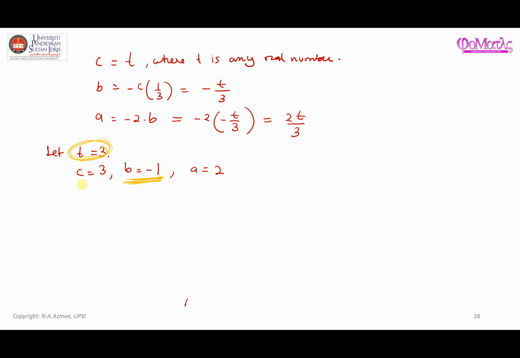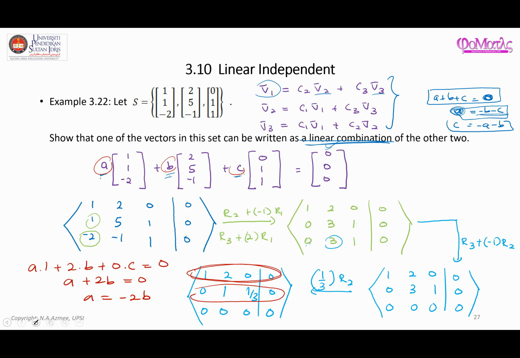Okay, sorry, why is it negative 1? Because remember what I told you about this part here. We would like to be able to express one of these in terms of the other two. So for example, we would like to express vector 2 in terms of vector 1 and vector 3, or vector 3 in terms of vector 1 and vector 2. Therefore, in order to do that, notice that the scalar value here has to be equal to 1, because only then will it look like this.